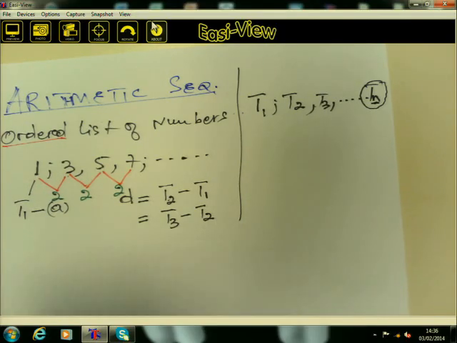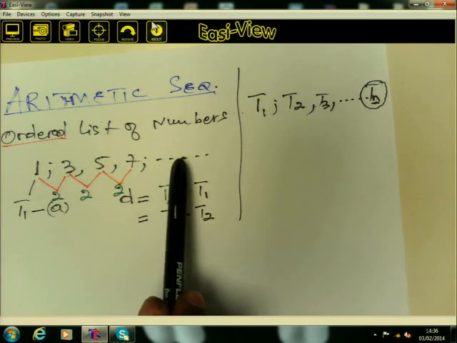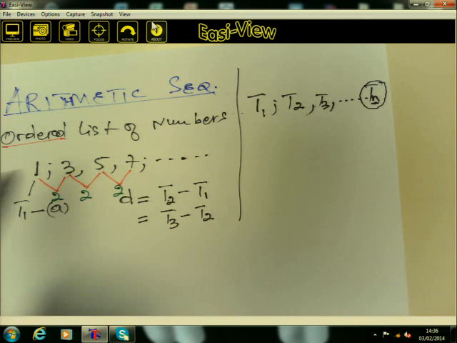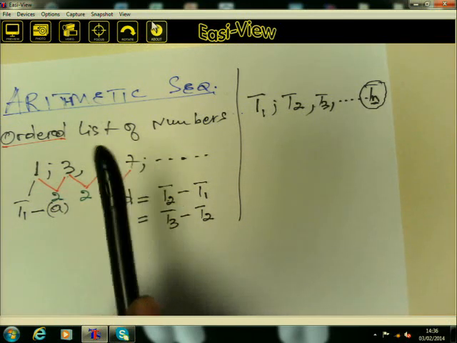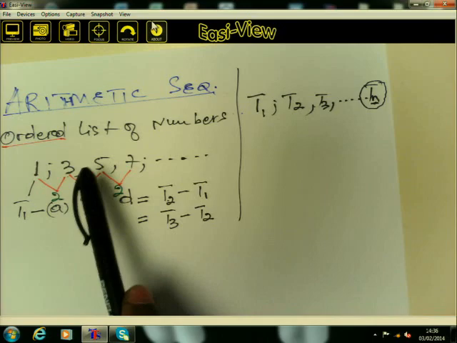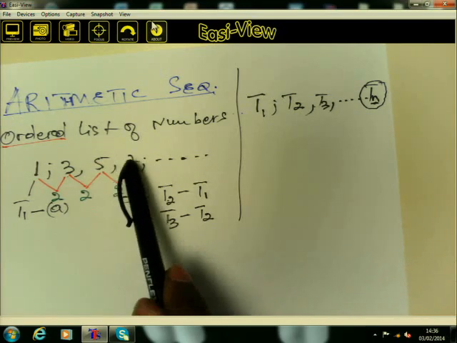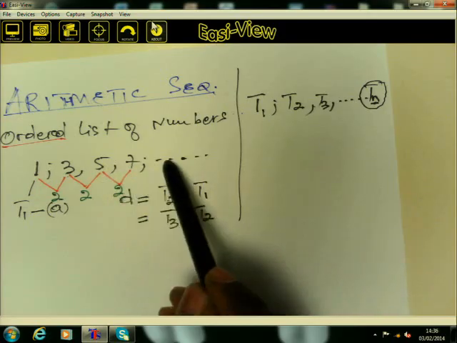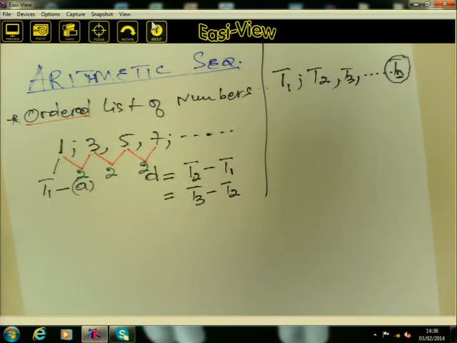So we can continue now and find out how we get the terms that follow. It is simple. Each and every time you add this difference. 1 plus 2, you get a 3. That is the second term. The second term plus 2, which is the difference, gives you the third term. The third term plus the difference gives you the fourth term. In other words, you can continue with this sequence by just adding the difference.